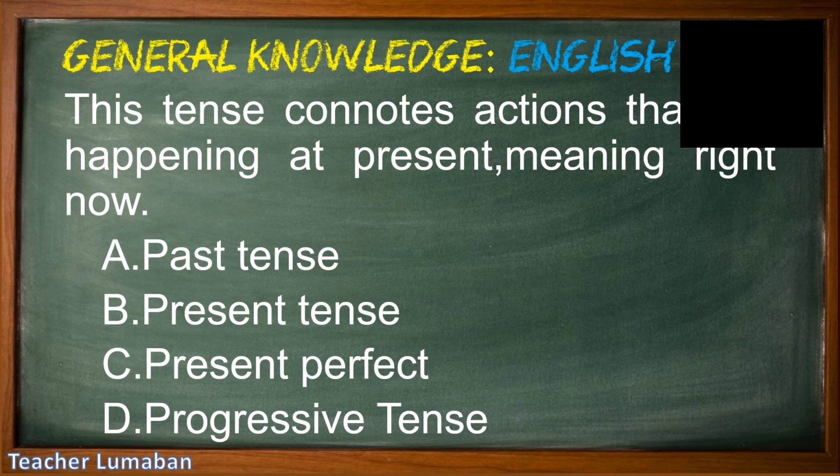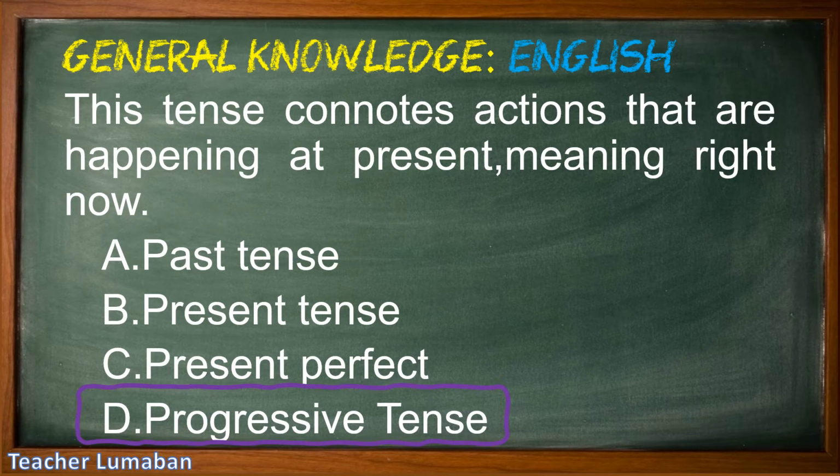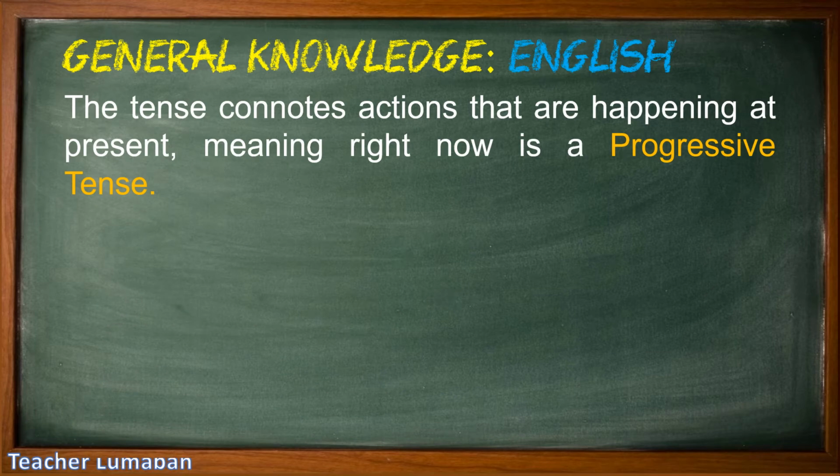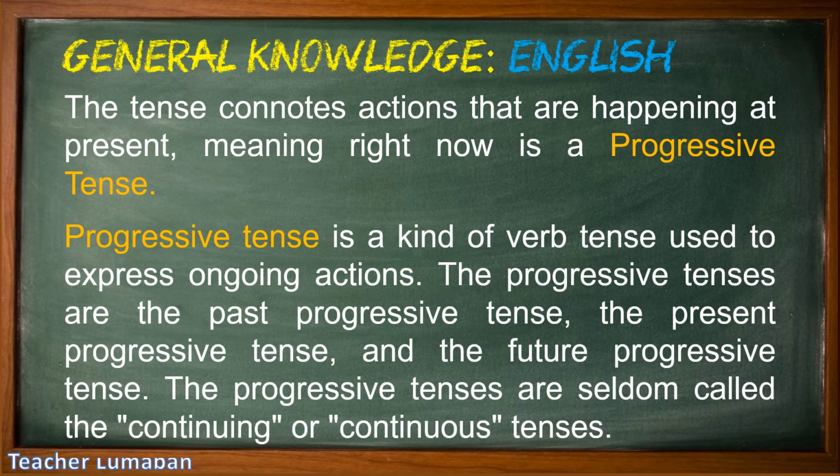The suitable answer is letter D, progressive tense. The tense that connotes actions that are happening at present, meaning right now, is the progressive tense. Progressive tense is a kind of verb tense used to express ongoing actions. The progressive tenses are the past progressive tense, the present progressive tense, and the future progressive tense. The progressive tenses are seldom called the continuing or continuous tenses.